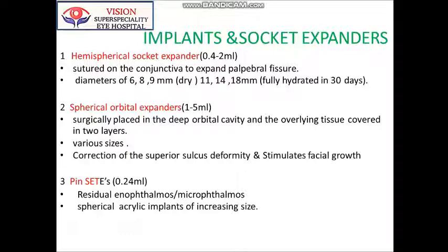Spherical orbital expanders are surgically placed in the deep orbital cavity and the overlying tissue covered in 2 layers. They are of various sizes and they are used for correcting superior sulcus deformity and stimulation of facial growth. Pin SETE is for residual anophthalmos or microphthalmos. They are spherical acrylic implants of increasing size.